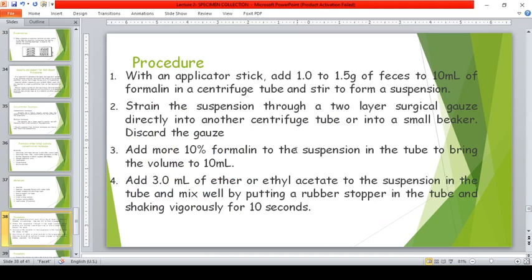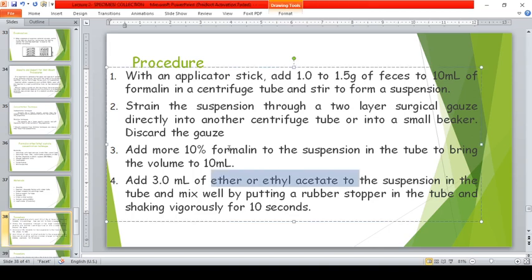Procedure, this is, I think, okay, since we see ether, this is FECT. Okay, so with an applicator stick, you get 1 to 1.5 gram of feces. Okay, and then you put that in 10 ml of formalin in centrifuge tube. Okay, so centrifuge tube, anong itsura nung bottom portion niya? Yun yung pavi. Okay, so meron din siyang takip. And stir to form a suspension. Okay, depende pala yun kung may takip siya or wala. If that is the glass one, or yung parang conical tube, yung may takip.